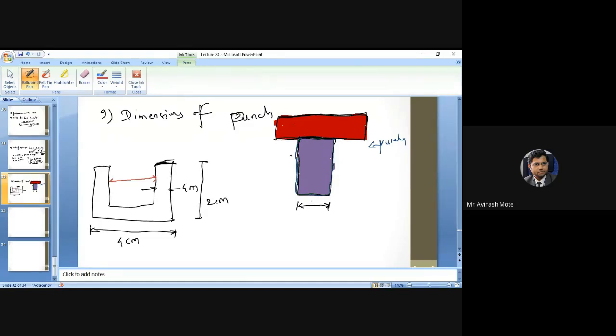Okay, so this size of punch is nothing but the inside dimensions of this particular component. So what is the inside dimension? The 4 centimeter is the length. Sorry, 4 centimeter is the total diameter. Out of this, you will have to reduce the thickness of the component. Just keep it in mind.